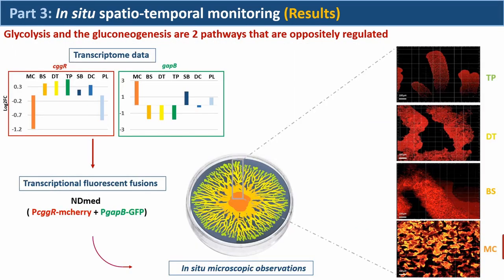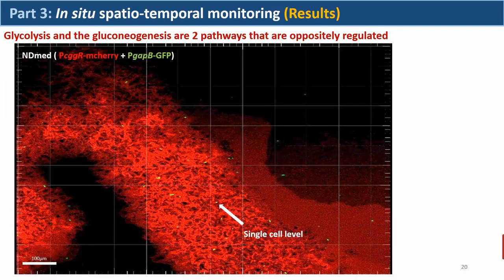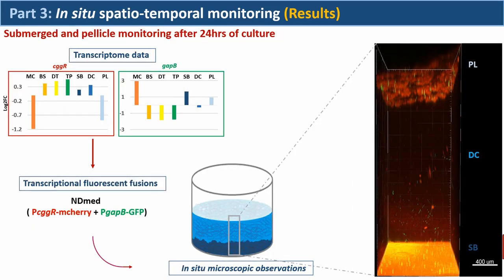Now, to zoom in on the base, for example, here we can see how the conversion from the glycolytic to the gluconeogenic condition starts with a single cell that begins to produce the gluconeogenic gene in a population expressing the glycolytic gene. So here it is the same.